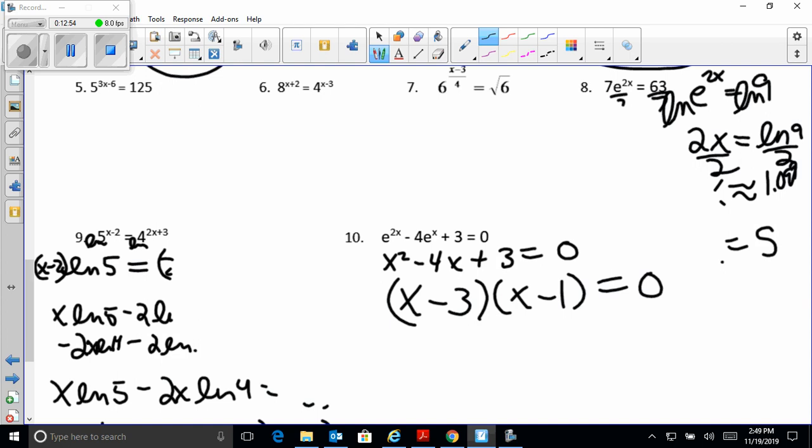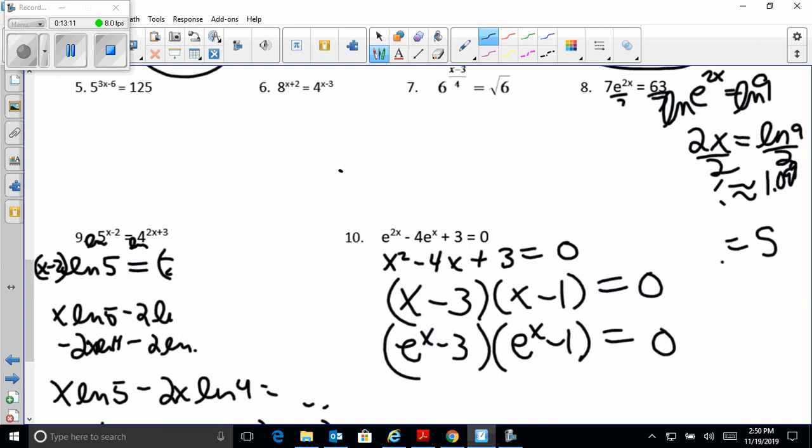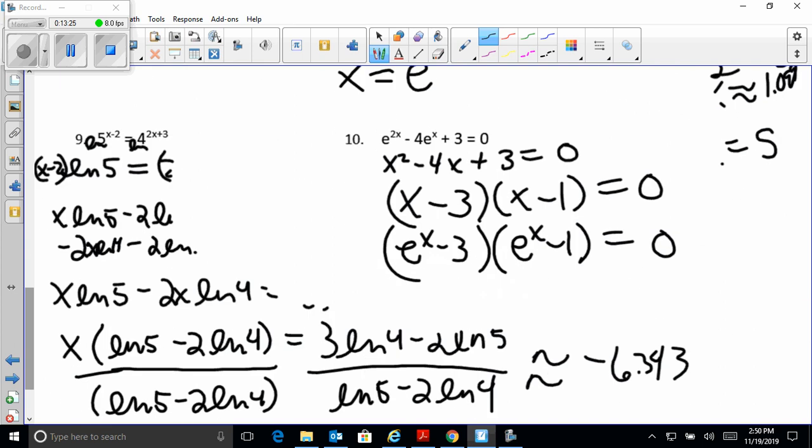Now you need to go in and put in what we were using for x, and what we're actually using for x was e to the x. So this would be e to the x minus 3 and e to the x minus 1. You don't have to do the replacement. I just let x equal e to the x, so that way I could easily factor that without thinking too much about the e. Now I have two equations that I need to solve.